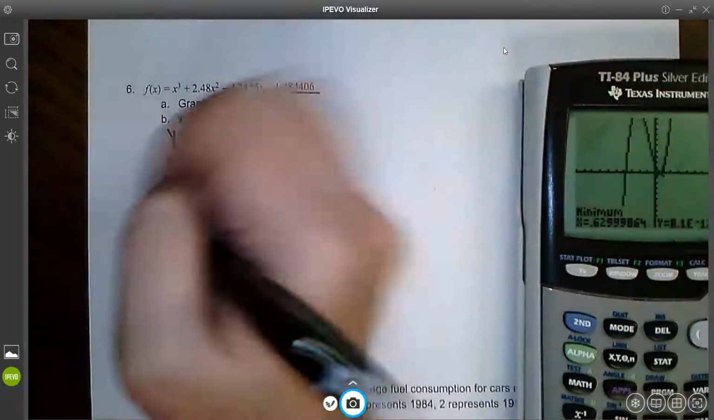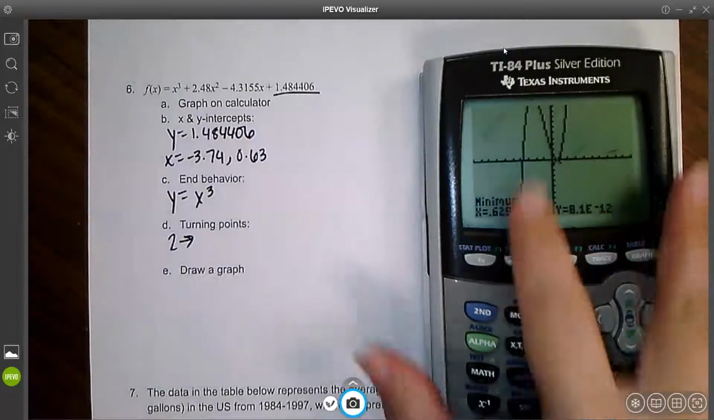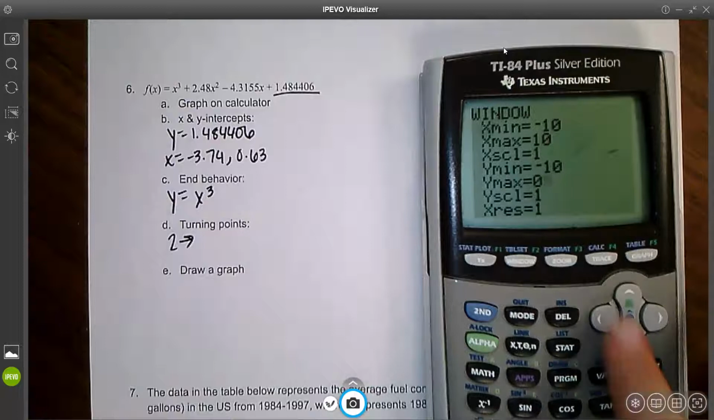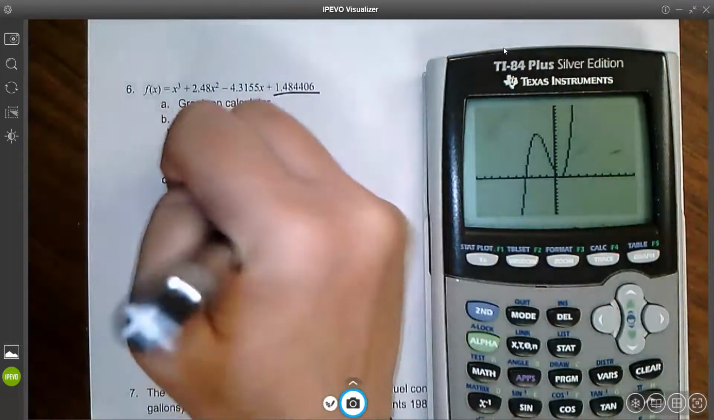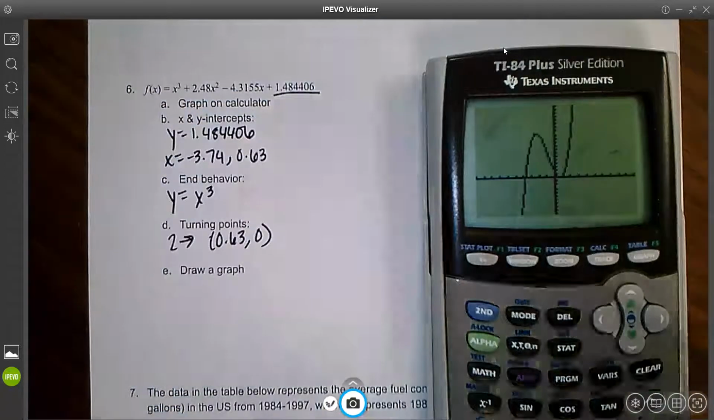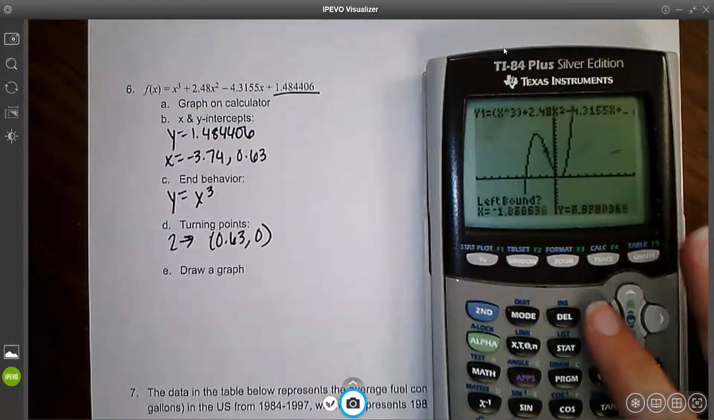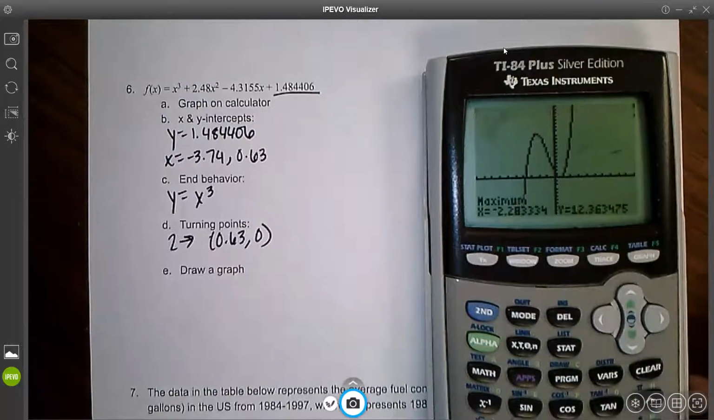And looking at my graph, I have 2 turning points. I'm going to adjust my window so I can see this top turning point. My y maximum, I'm going to bring it up to 20. And that should bring that one there so that I can see what those turning points are. One of them I already got, and that was 0.63, 0. That was a minimum here. And then my other turning point, I need my maximum point there. Which is negative 2.28, 12.36.